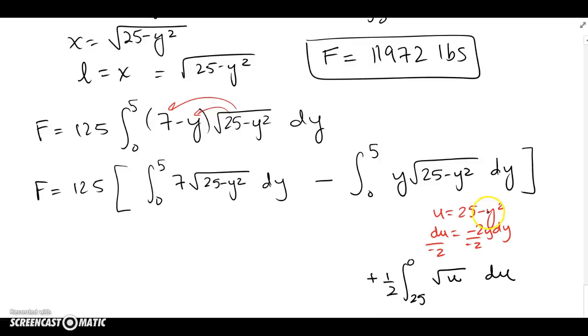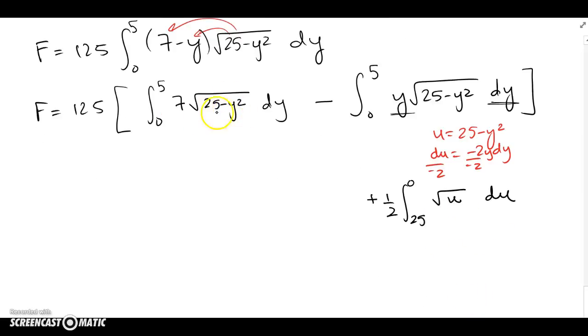When y is 0, u is 25. When y is 5, that's 25 minus 25, so u is 0. And that's square root of u, and this piece had been picked up with my du over negative 2 anyway. So then that's just an easy integral to deal with. For this guy, since I don't have a y like I did here, it looks like I have a radical and squares involved, so I must be doing a trig sub.